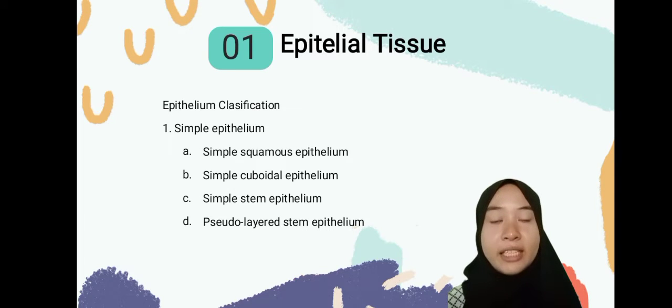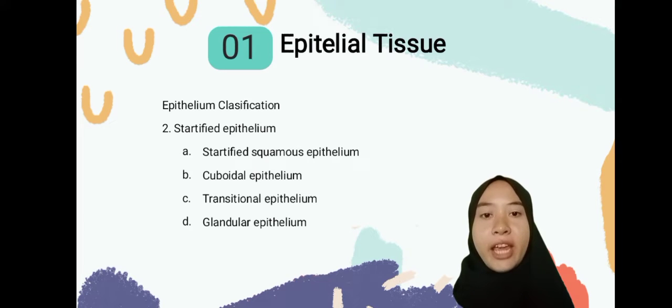The last one is pseudostratified columnar epithelium. Pseudostratified columnar epithelium is attached to the basement membrane. Cell nuclei are located at different heights. Found, for example, on the inside of the respiratory tract, working to remove dust trapped in mucus from the lungs.